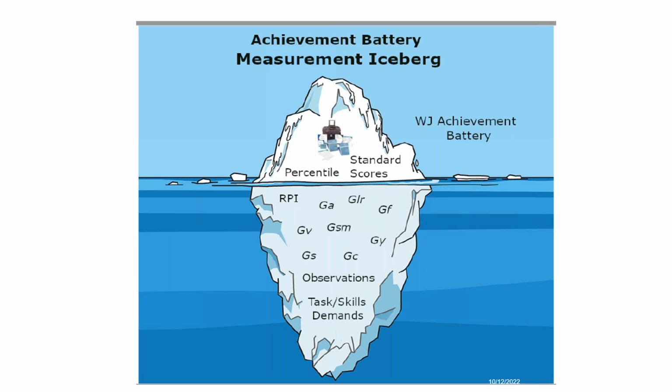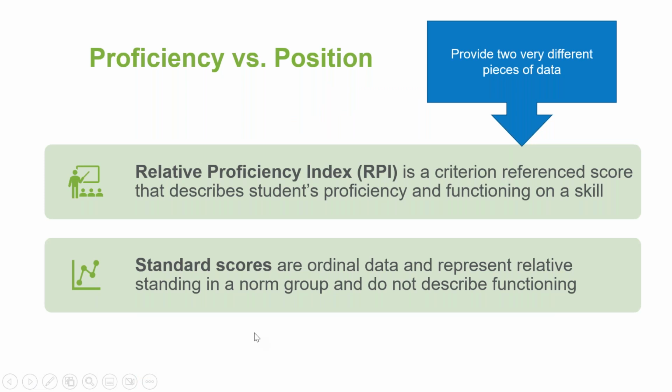So when we're looking at the results of these tests, if we really want to get a deeper understanding of how that student's performing and to obtain additional information for their instructional programming, we've got to go deeper than just looking at standard scores and percentile ranks. And we have to go deeper into considering the RPI as well as task demands, etc. So again, when we're looking at proficiency versus position, they provide us with two very different pieces of data.